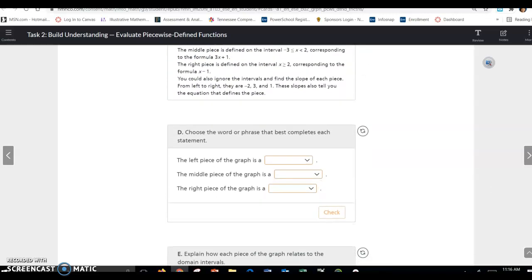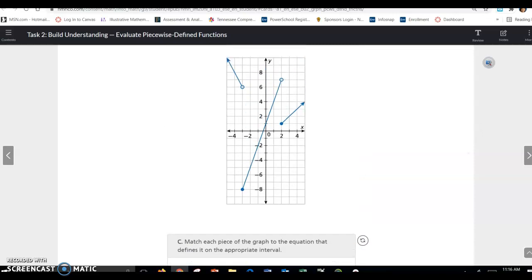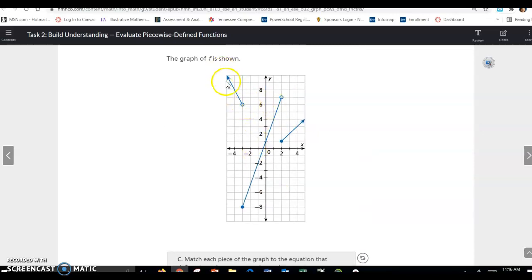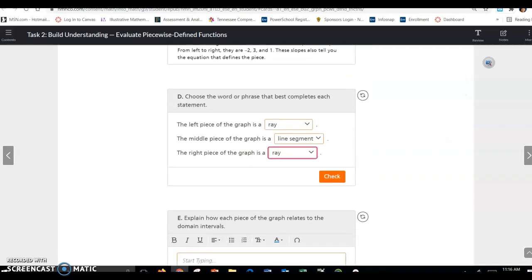All right, choose the word or phrase that best completes each statement. The left piece of the graph is a ray because it has an arrow on one end. The middle piece of the graph is a line segment because it's got either an open or a closed circle. And this one is a ray as well. So you can see this ray has an arrow, this ray has an arrow, and this one is a line segment because it does not have an arrow on either end.